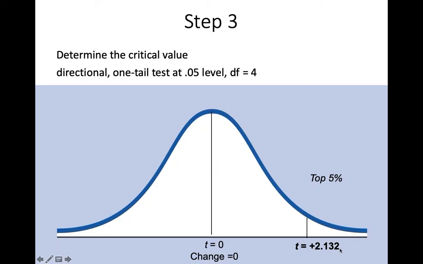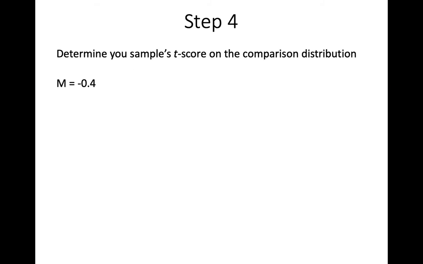There's our critical value. This is the value that we need to exceed. With a mean that is negative, we should kind of know in our brain already that we're not going to get a positive t, but we'll still carry out the calculations. So our comparison number is 0, and our standard error is 1.24.